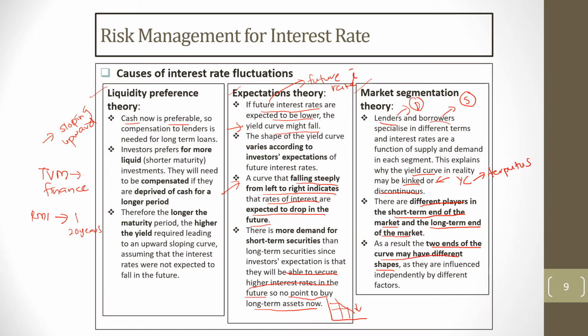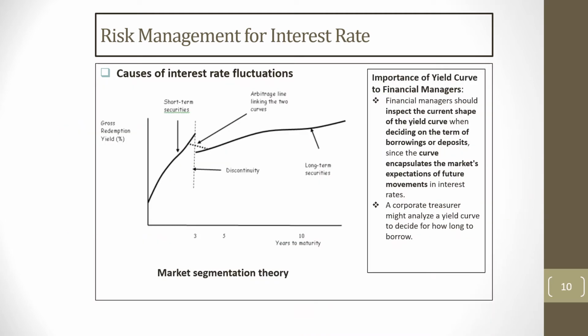Okay, so this is what we will learn on the flat yield curve. Just now we only looked at the normal and inverted yield curve. Now we look at the flat yield curve. So why is it different? Because they are influenced independently by different factors. What factors? Factors involved in market segmentation. Okay, so basically this is the flat curve, the flat curve under market segmentation theory.